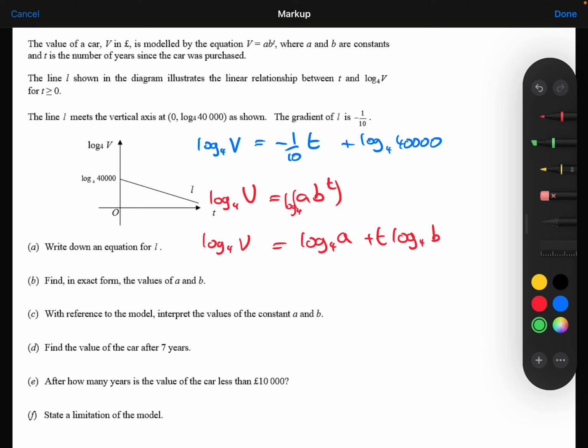And now let me compare what I've just written to my part A. I've got the log base 4 of A. Here I've got log base 4 of 40,000. So from there I can say that A has to be 40,000. And now I've got the t here times the log base 4 of B. I've got the t here times the minus 1/10. So therefore, the log to the base 4 of B would have to equal minus 1/10. Therefore, B is equal to 4 to the power of minus 1/10. So that's the other way you could have done part B.